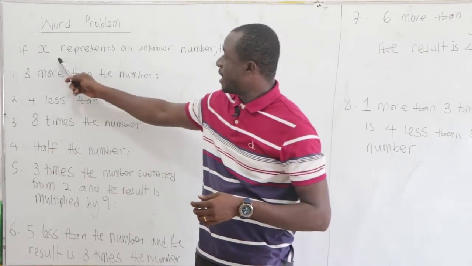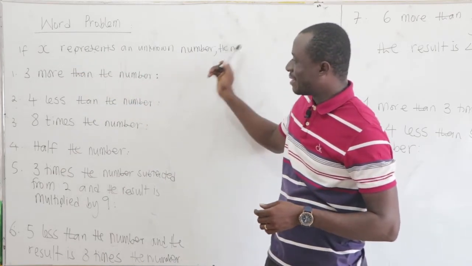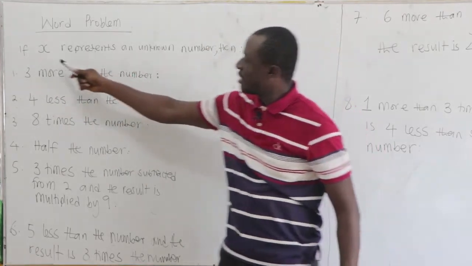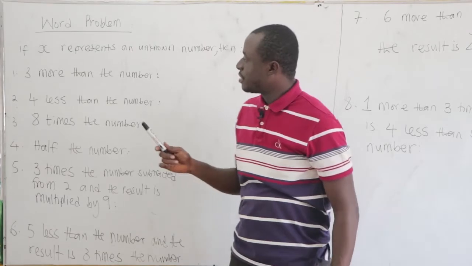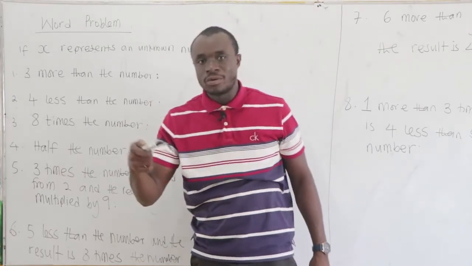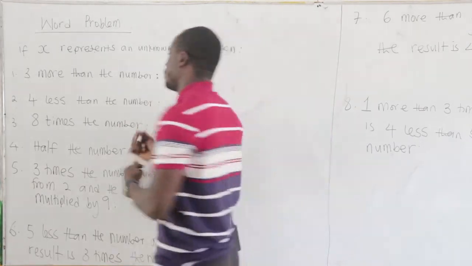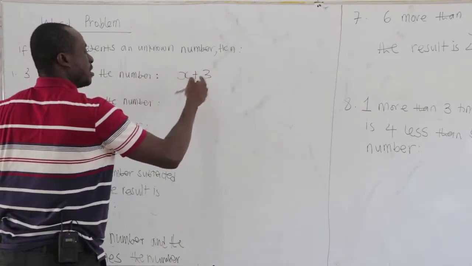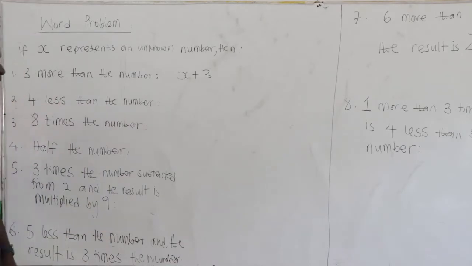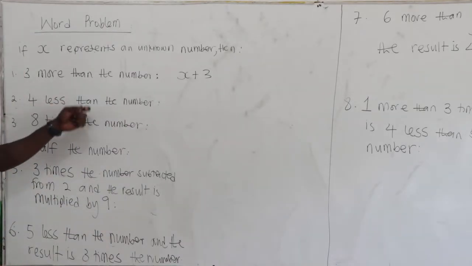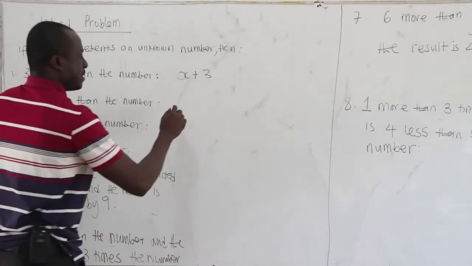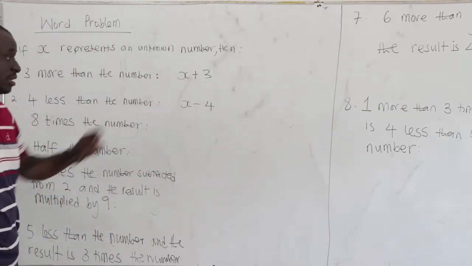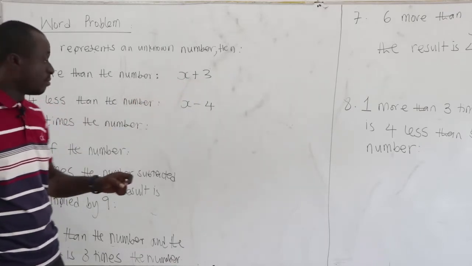Now, if x represents an unknown number, then if we say 3 more than the number, we are saying that x is representing the unknown. More, that is addition, plus. So if they say 3 more than the number, it means x plus 3. This is 3 more than the number x. Now, if they say 4 less than the number, that is x minus 4. This is 4 less than the number. This is 3 more than the number.